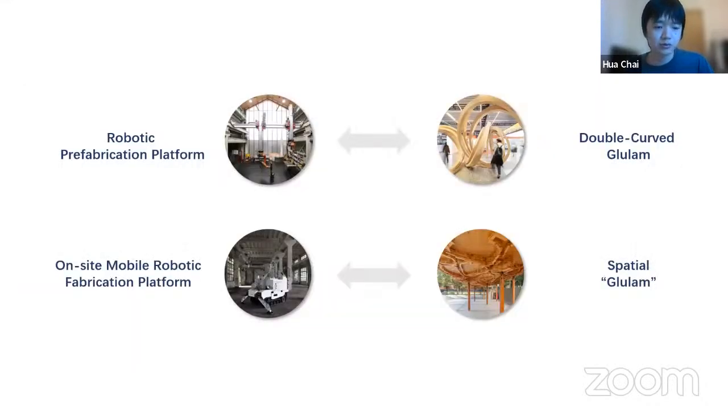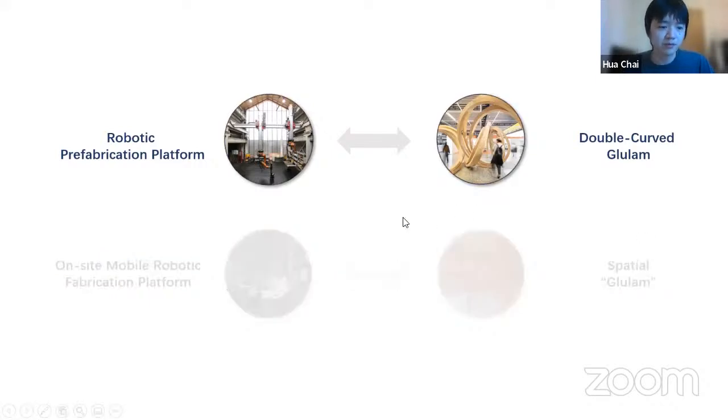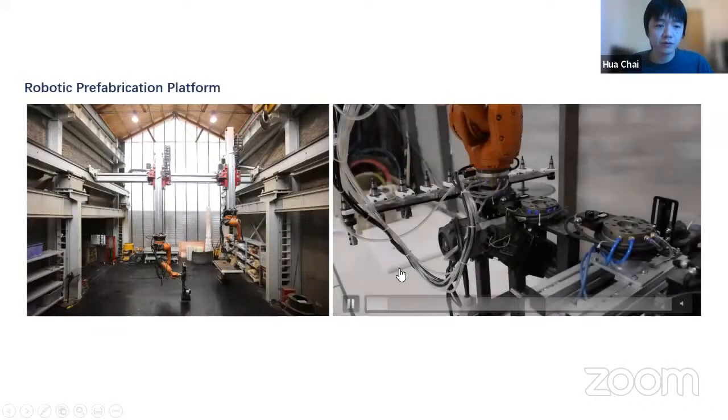And so today I will show two application examples. For the robotic prefabrication platform, I will take double curved glue-lam production, one of the very challenging problems in the industry, as the application scenario. And for the on-site mobile robot platform, we will mainly focus on the in-situ construction of a new type of spatial glue-lam. So first, I will introduce the robotic prefabrication platform.